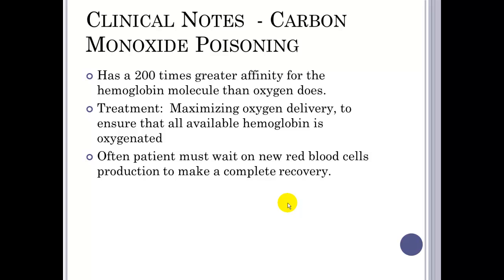Carbon monoxide poisoning. Carbon monoxide has a 200 times greater affinity for hemoglobin than oxygen does. Treatment on this is going to be maximizing oxygen delivery to ensure that all available hemoglobin is oxygenated most of the time. The patient doesn't completely recover until they get new hemoglobin and new red blood cells. This is devastating to the red blood cell environment. Often the patient must wait on new red blood cell production to make a complete recovery. We can facilitate this quicker by giving them cross-typed and matched blood as well.